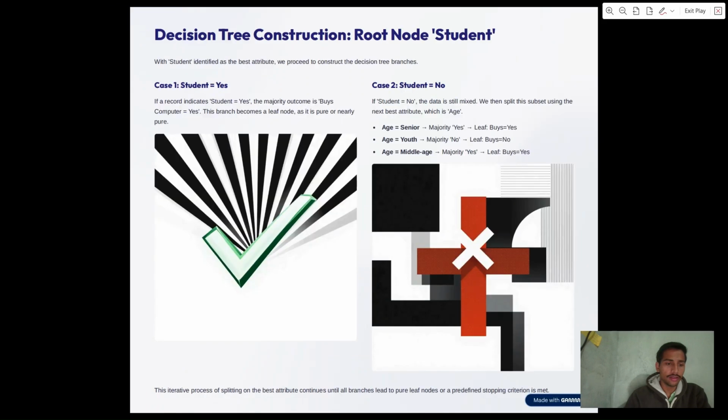Let's see constructing the decision tree. So how does the tree look? The root node is student. Branch one: student is equal to yes. Most of these people buy a computer, so this leads directly to a leaf node, which is equal to yes. Branch two: student is equal to no. This group is still mixed. We will then look at the next best attribute, which turns out to be age, to continue splitting until we get a pure leaf.